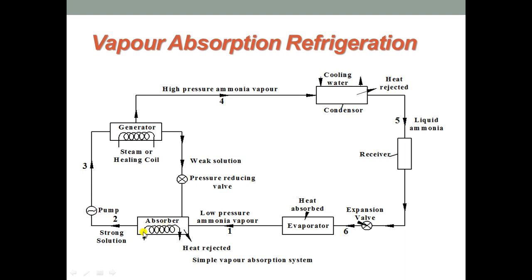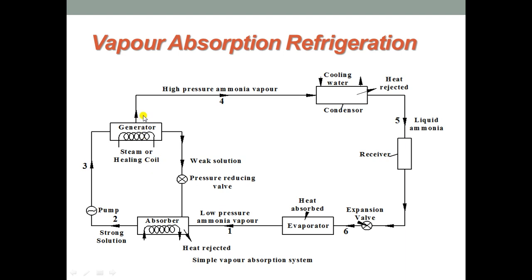The strong ammonia solution is then pumped to the generator, where it is heated by an external source. Due to heating, the vapor gets separated from the solution. The solution, which is hot and weak, then flows back into the absorber through the pressure reducing valve, that is a restriction valve, which maintains the pressure differential between the high and low sides of the system.